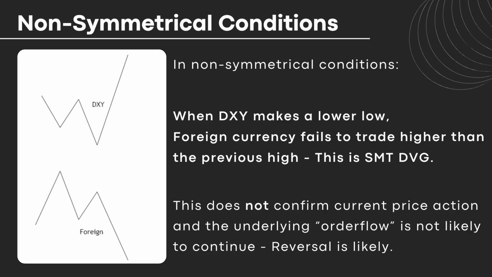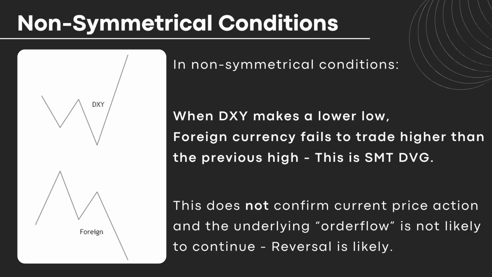DXY was able to make a lower low, EU could not, and it failed to trade above the previous high, and it suggests non-symmetry, right? And this suggests that underlying order flow is not able to continue, and a reversal or a potential distribution can happen in price, changing the whole order flow and turning it upside down, right? When you see these types of signs in price, you're going to become cautious when trying to find continuation trades there, right?